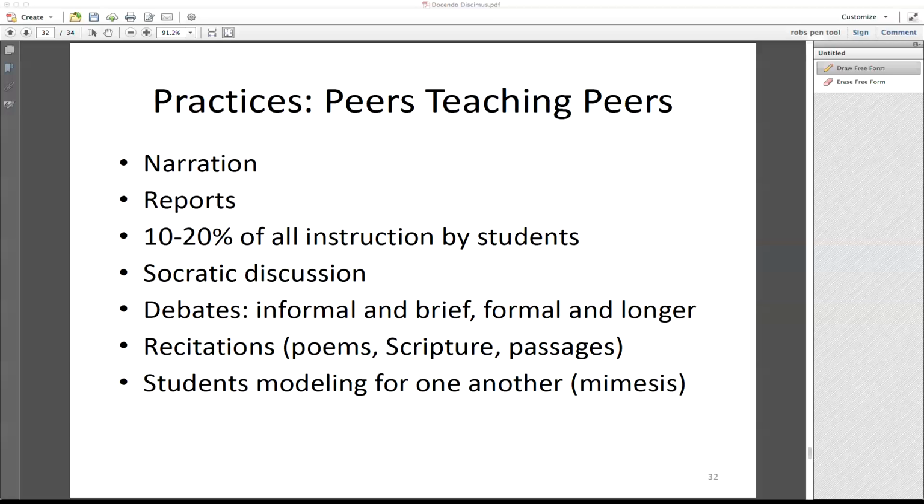There are practices of peers teaching peers, because students can teach students either at their same age level, or they can teach up, or they can teach down. Narration, I'm thinking of peers teaching peers. You can have two 12-year-olds, two 8-year-olds narrating back to one another what they are reading, retelling the stories they are reading in literature, even retelling what they're learning in science, retelling even what happened in a class.